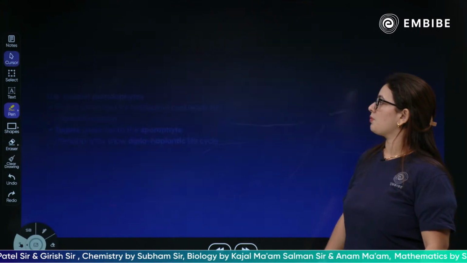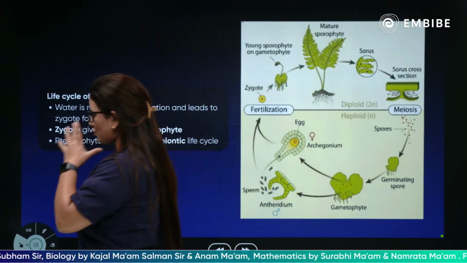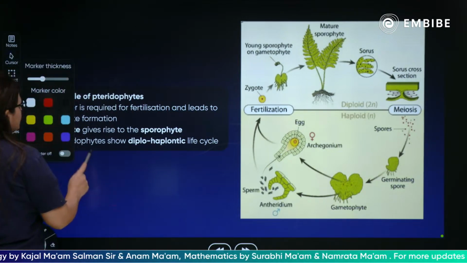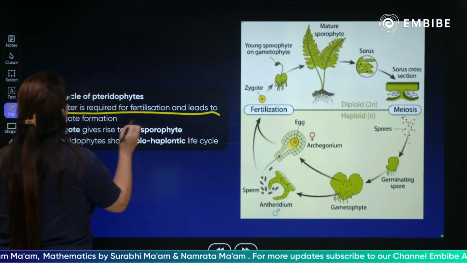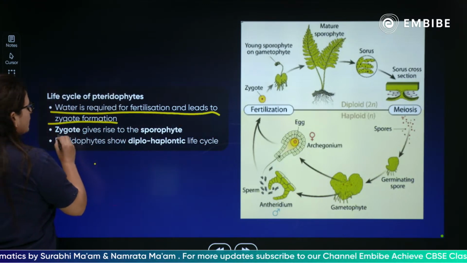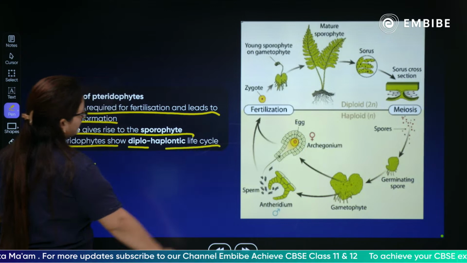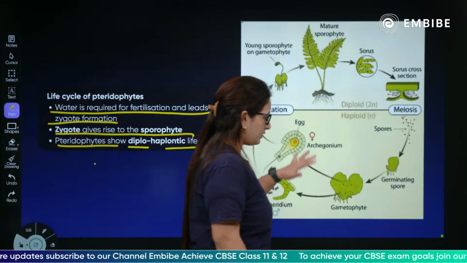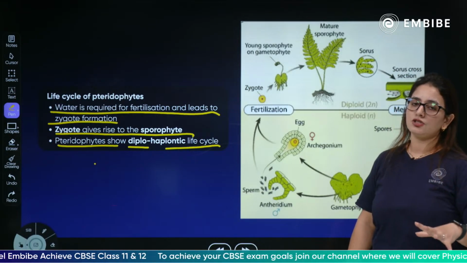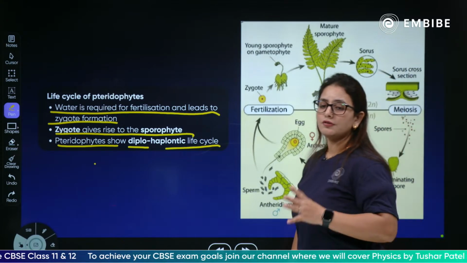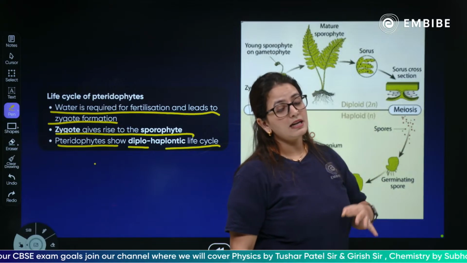Moving forward, discussing more about the pteridophytes, next we have the water. Yes, the water is essential here. Once again, water comes into the limelight. Water is required for fertilization and leads to zygote formation. The zygote gives rise to the sporophyte, and pteridophytes show a diplohaplontic life cycle. Once again, children, in the life cycle of the pteridophytes, they require water for fertilization in sexual reproduction. After fertilization, zygote formation takes place, and this zygote develops into a sporophyte.